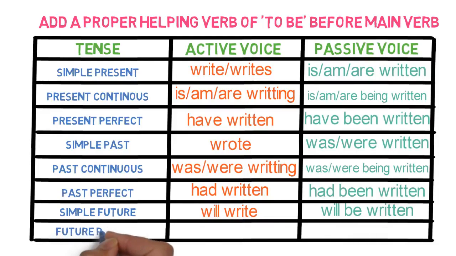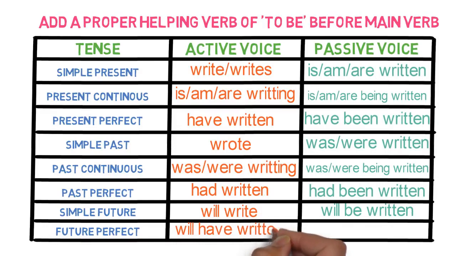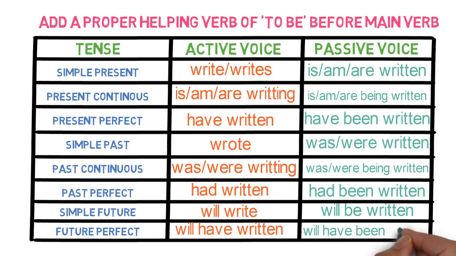And for future perfect tense, in active voice we use will have written, while in passive voice we use helping verb been after have and written, which is verb's third form. So these are the 8 tenses chart for understanding which helping verb to use.